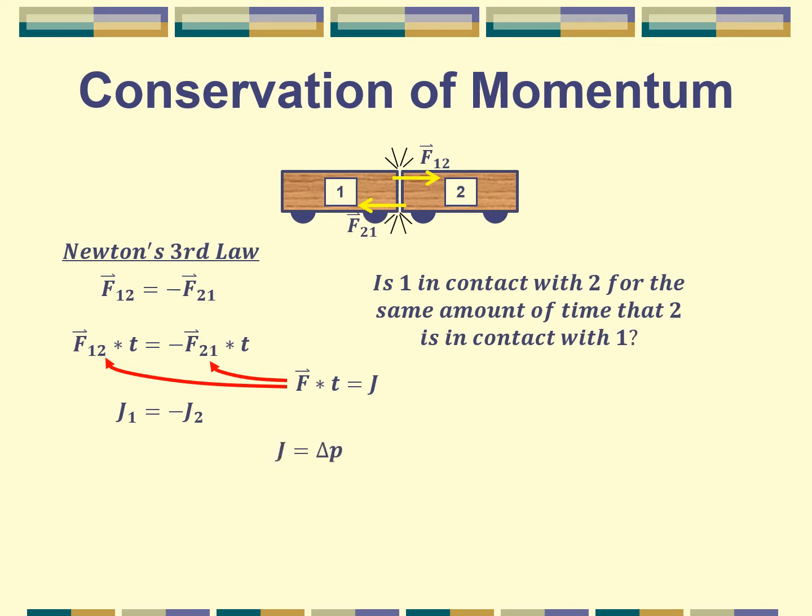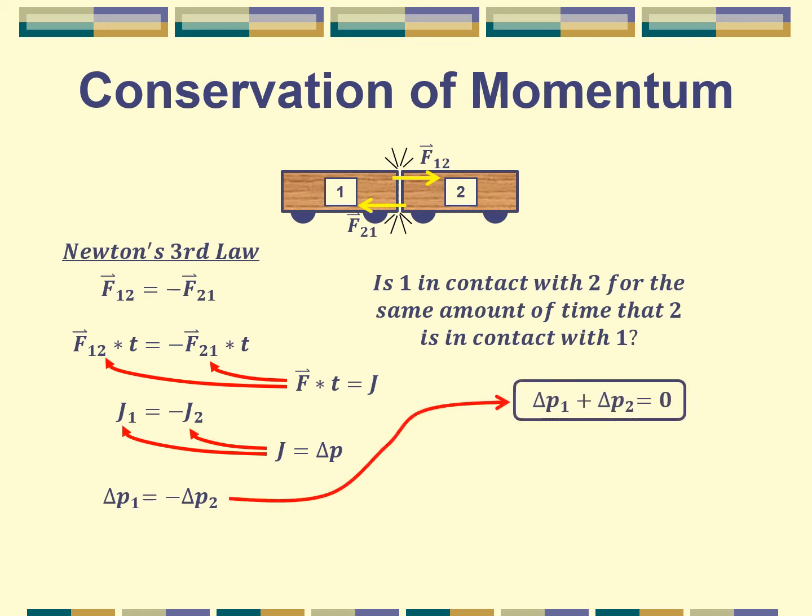Well, something we already learned is that impulse is going to be equal to change in momentum. So since impulse 1 is going to be equal to negative impulse 2, then that means change in momentum 1 is going to be equal to negative change in momentum 2. Now when we take that to the other side, we get that change in momentum 1 plus change in momentum 2 is going to be equal to 0. So whatever the change in momentum is for the first car plus the change in momentum of the second car is going to give me a total of 0.